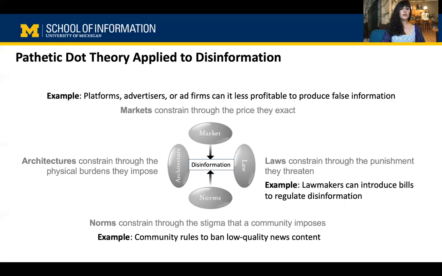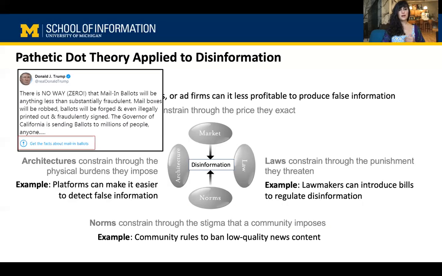And finally, architectures, and in the case of the online space, the code of the platforms we work with is the architecture. So how can architectures combat misinformation? Well, platforms can change their code to make it easier to detect false information or make it harder to disseminate it. We again have an example from the recent past with, for instance, Twitter having flags to flag questionable content, and sometimes even content spread by the President of the United States.